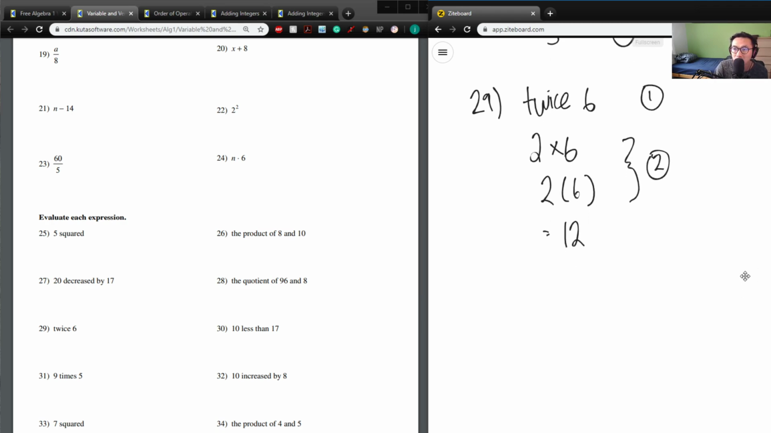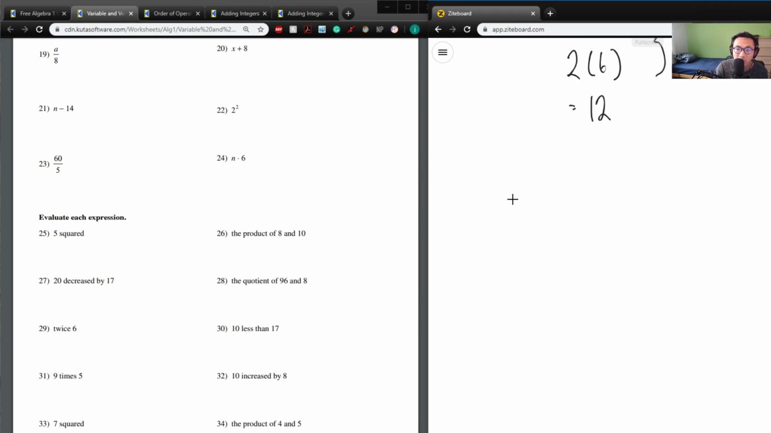So let's do these 3 quickly, and then we will move on to order of operations. 31 is 9 times 5. Again, times is another way of saying multiplication, so you can say it's 9 times 5 here. 9 times 5 is obviously 45. And again, word expression, algebraic expression, evaluation as well. And our last one, we have 33, right? We have 7 squared.